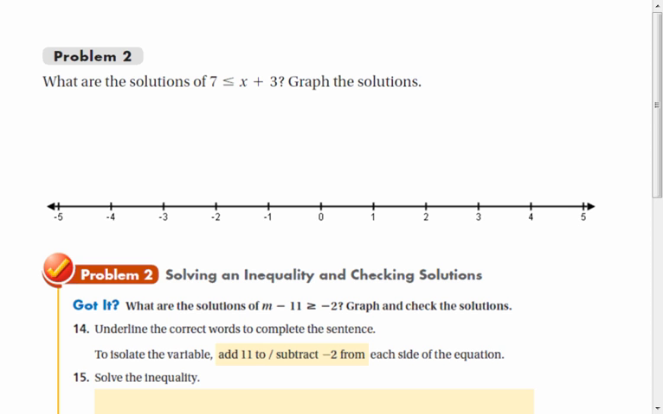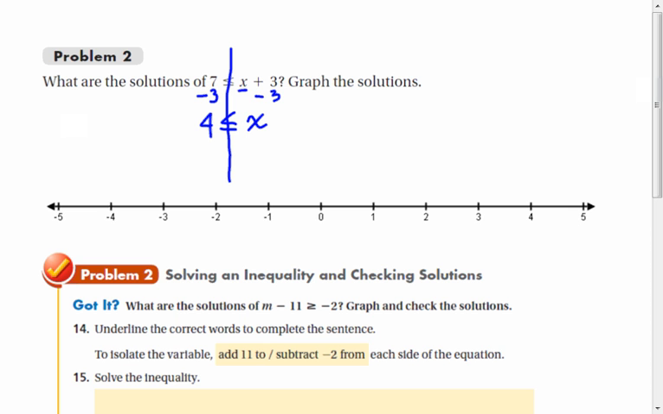In this one, we want to know what values of x make this true. It would really be nice if this plus 3 wasn't there, so let's get rid of that. Subtract 3 from both sides of the inequality. If you want to draw the line here, just so you remember that you have an inequality going on here. So now we have 4 is less than or equal to x.